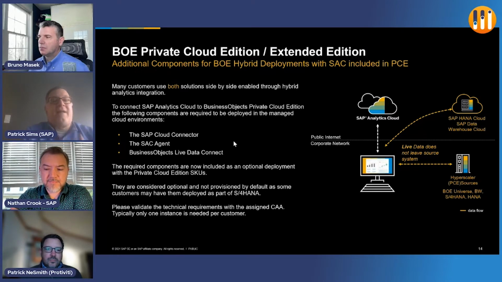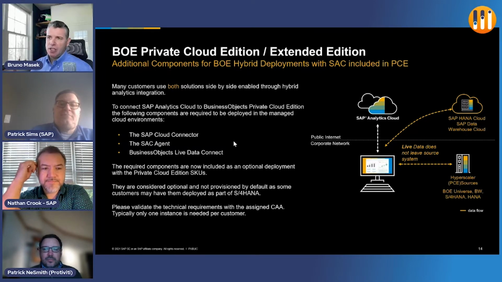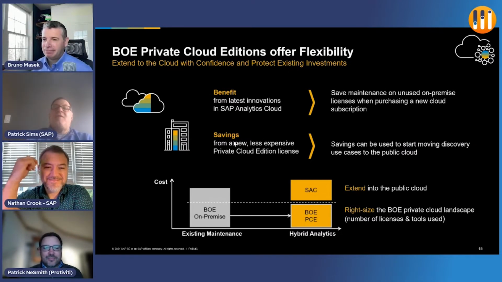So that includes cloud connectors, cloud agents, and the live data connectivity capability between the two. And so, are you able to recycle, Nathan, can you recycle some licenses? Let's say you're an on-prem, traditional on-prem BobJ customer. You want to go to PC, and then you find out, okay, well, that brings it here. Let's say, look at you, Bruno, always going ahead. So yes, and that's why I mentioned the right sizing, right?